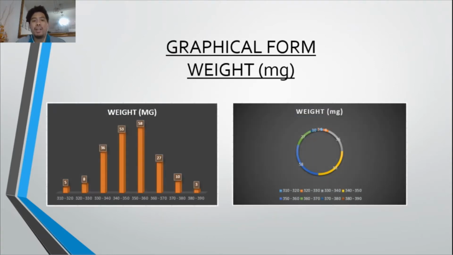Here are the graphical forms of weight. You can see more vividly and more clearly that 350 to 360 is the highest, and the weight is more balanced at 58 and 58, which are the 340 to 350 and also 350 to 360 levels.